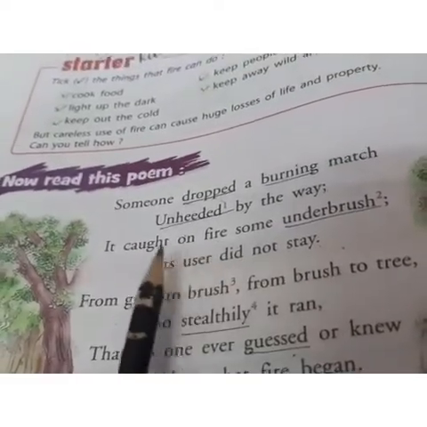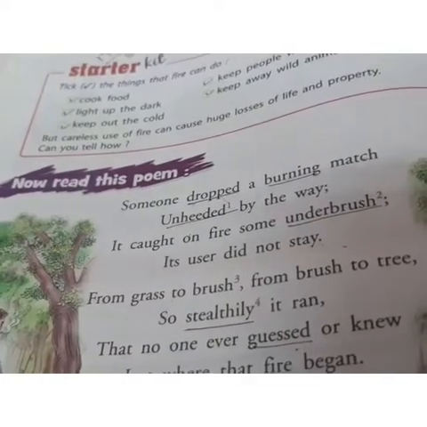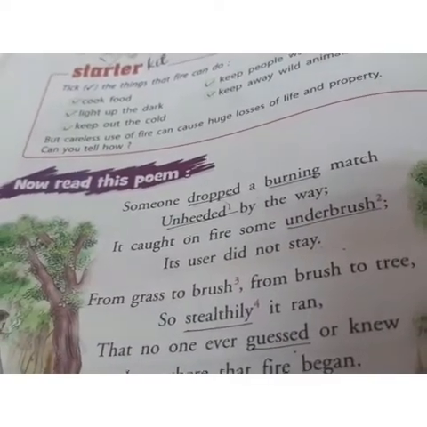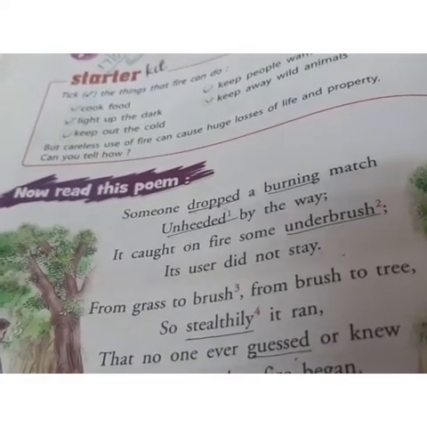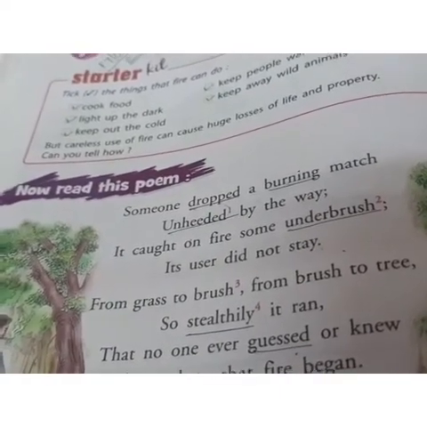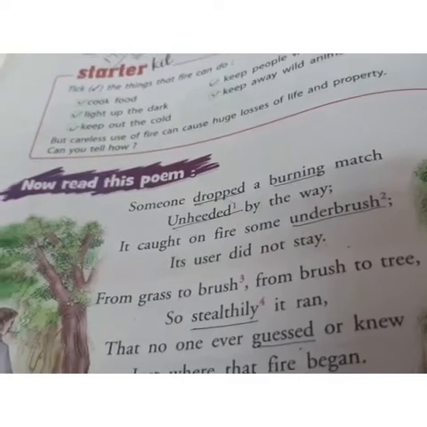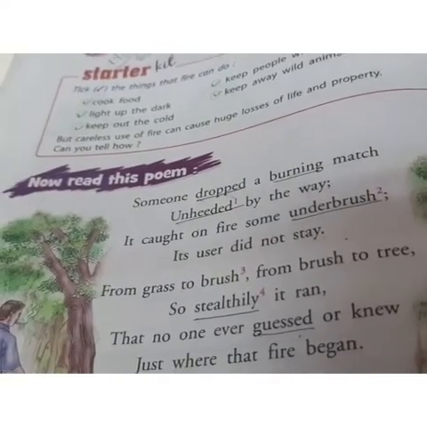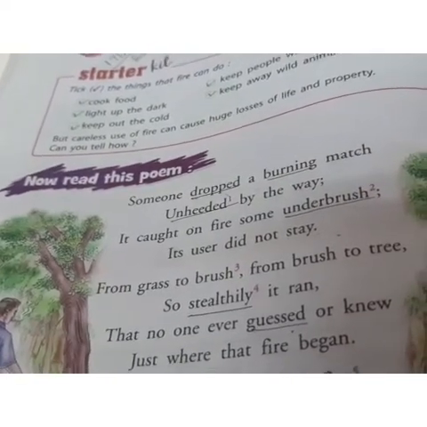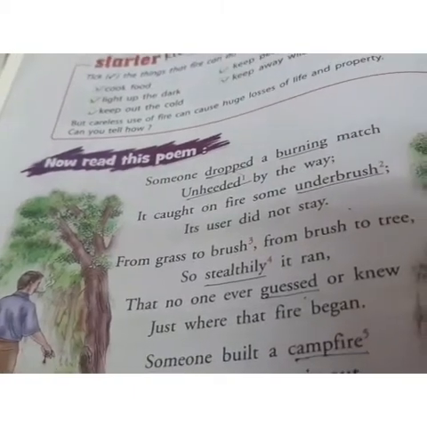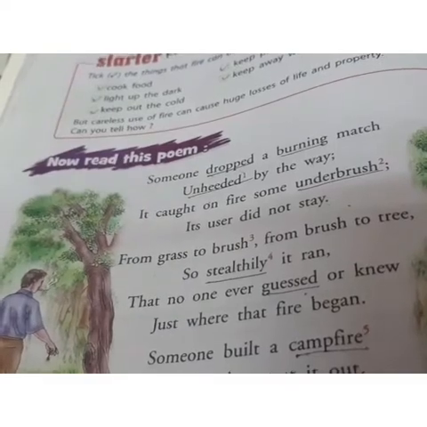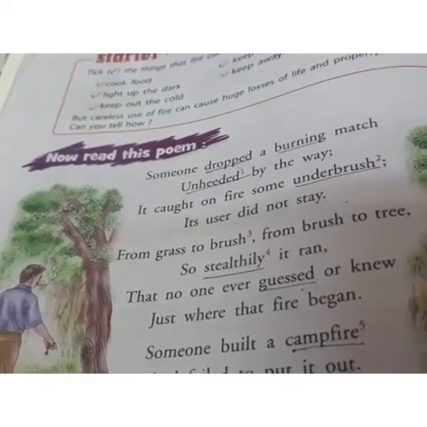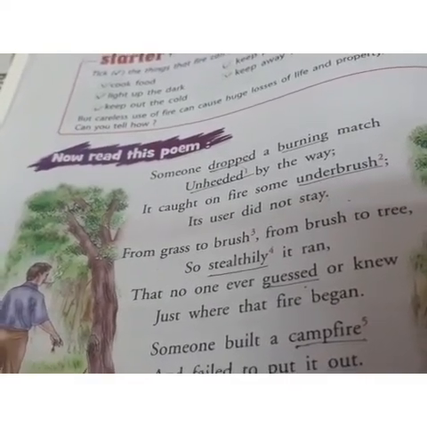That means someone was walking around near the trees and he dropped a burning matchstick while going ahead on his way, and it caught fire on some underbushes. That means there were some small bushes near the trees, under the trees, that caught fire. But the person who had thrown that burning match is not able to see what he has done. He doesn't stay to look back at what has happened after throwing that burning matchstick.